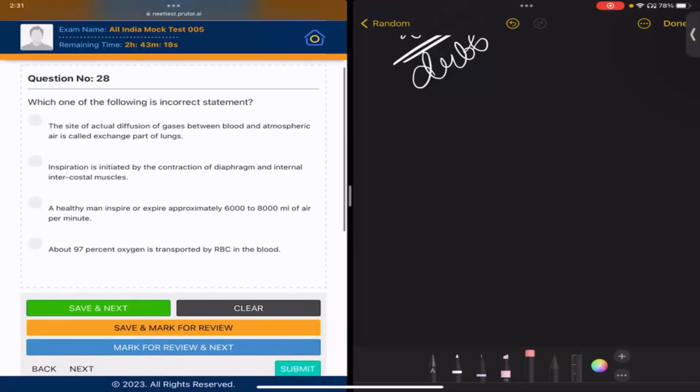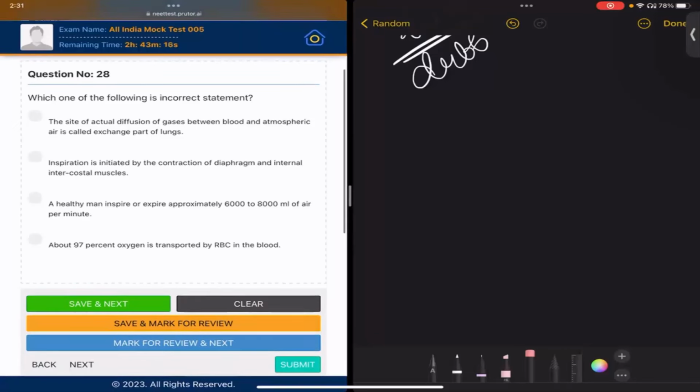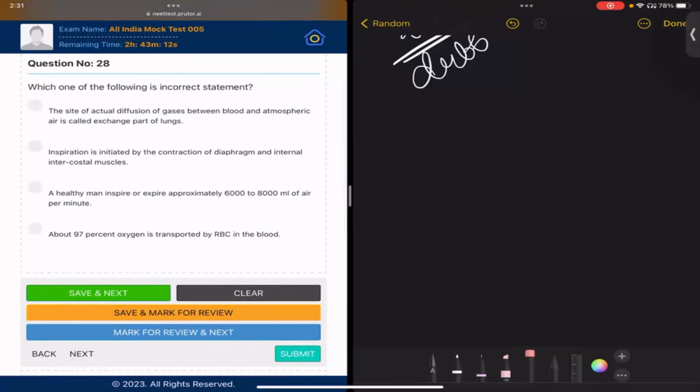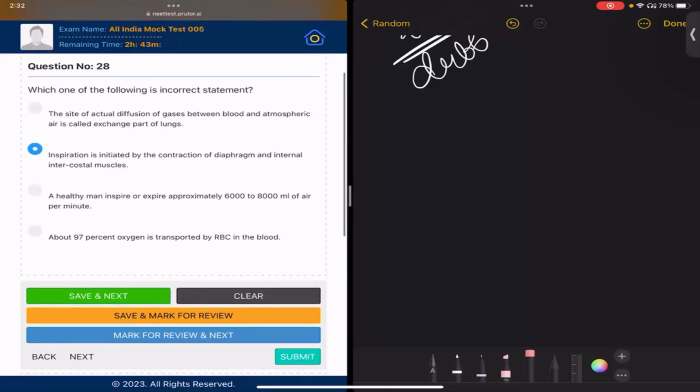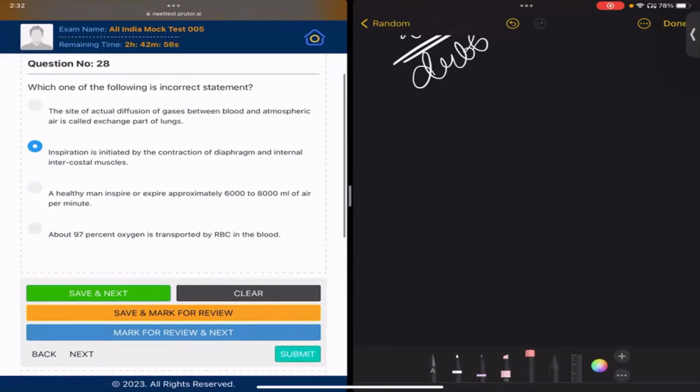Which one of the following is incorrect statement? The site of actual diffusion of gases between blood and atmospheric air is called exchange part of lung. सही है. Inspiration is initiated by contraction of diaphragm. No, internal intercostal muscles are involved only in forceful inspiration, not in normal inspiration. Incorrect बोला गया. Okay, so this is incorrect.